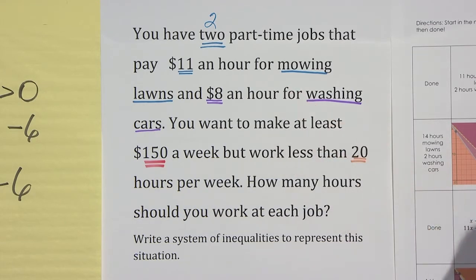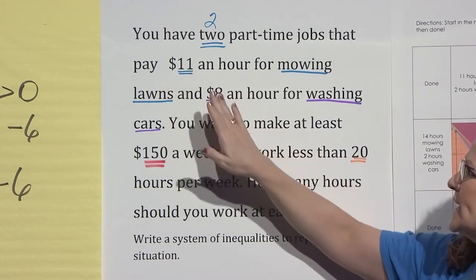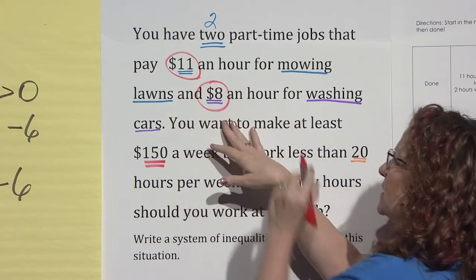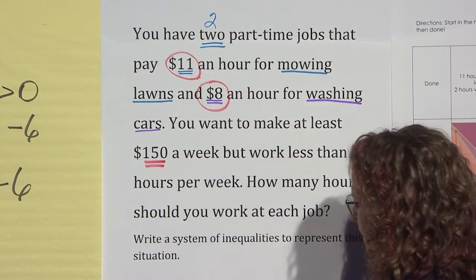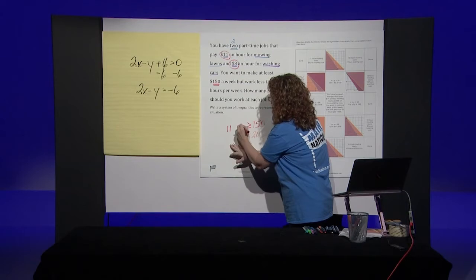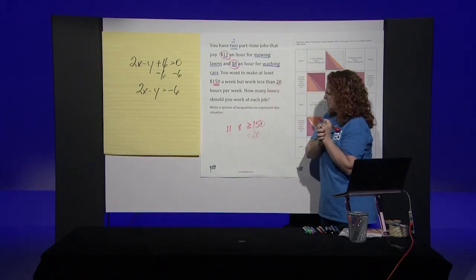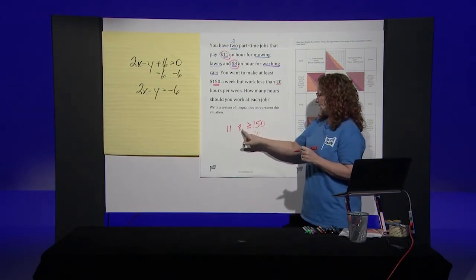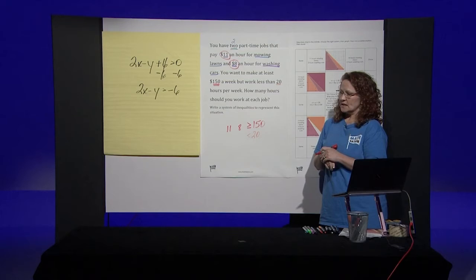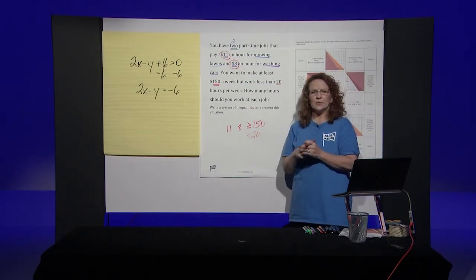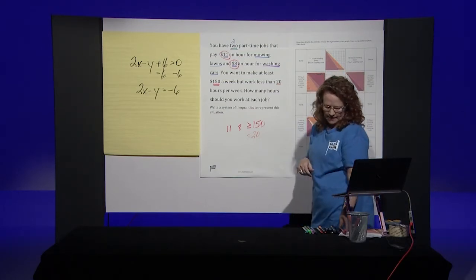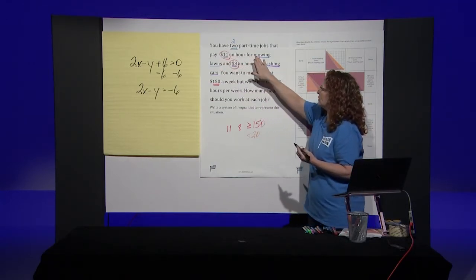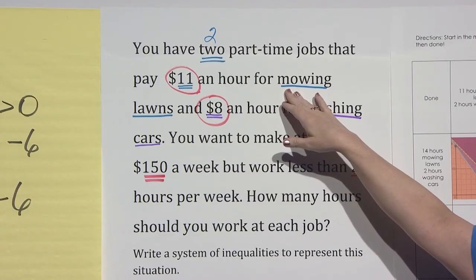So let's find our money. I see $11 and I see $8. So I'm going to circle those. $11 and $8. I have 11 and I have an 8. Something seems funny about that because 11 plus 8 is not going to give you 150. There's something we're missing in that problem we need to go back and find. So we have $11 an hour or per hour for mowing lawns. Do we know how many hours?